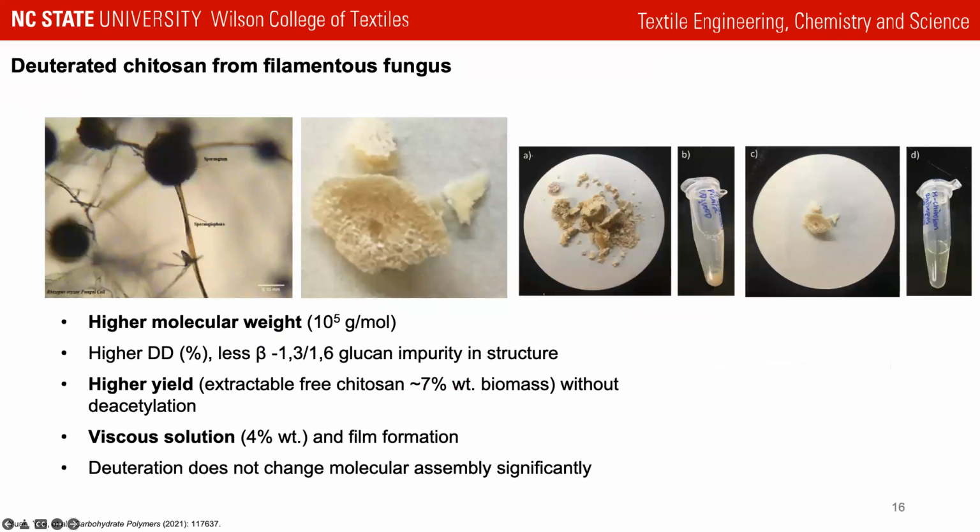In this research, we obtained a novel deuterated chitosan with a higher molecular weight, higher degree of deacetylation, less impurity, and higher solubility with higher yield. We also observed positive outcomes of using fungal chitosan for enzyme entrapment. Deuterated chitosan also shows potential in characterizing the chitosan composite for enzyme entrapment application using neutron scattering techniques.